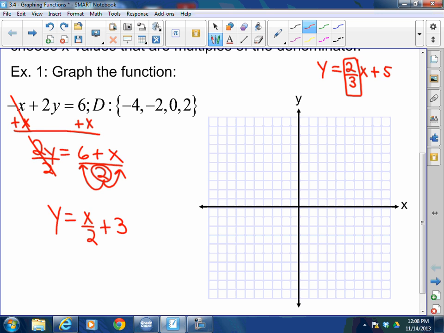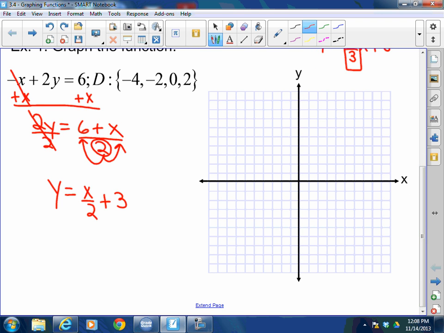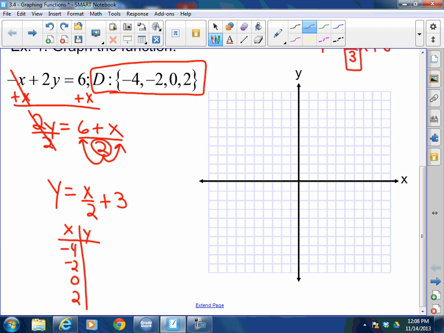Now I've solved for y. Awesome. Great. Now let's make a table. They gave us the domain values that they want us to use, so we don't have to choose them. They've given them to us. So -4, -2, 0, and 2. Okay, my friends, all we're going to do is plug in.